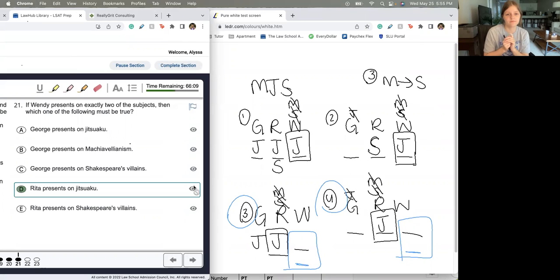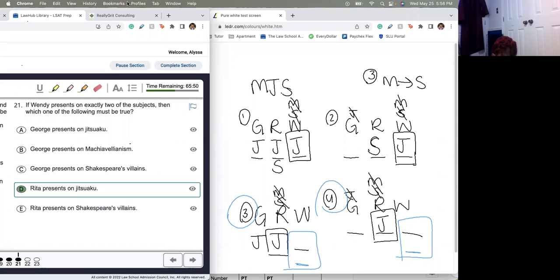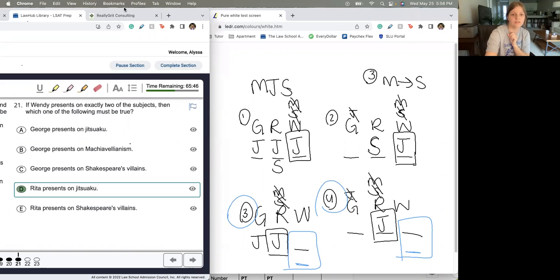Everything else could be true, or maybe it can't be true. But since we're looking for a must be true, it's 100% of the time. I can see in my 2 diagrams what's consistent, and I can predict an answer choice. Yeah, must be true. You're looking for consistencies in the world. That's another way of putting it.